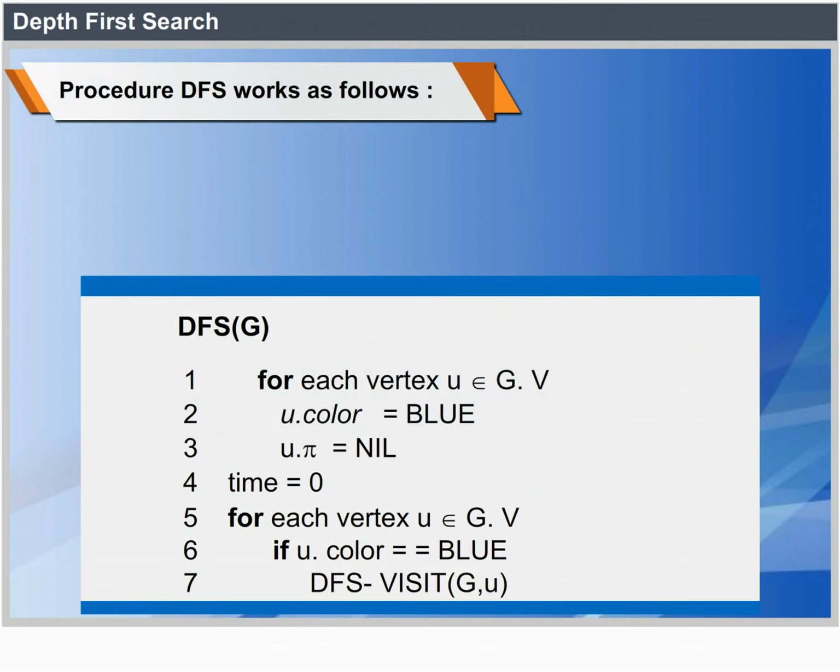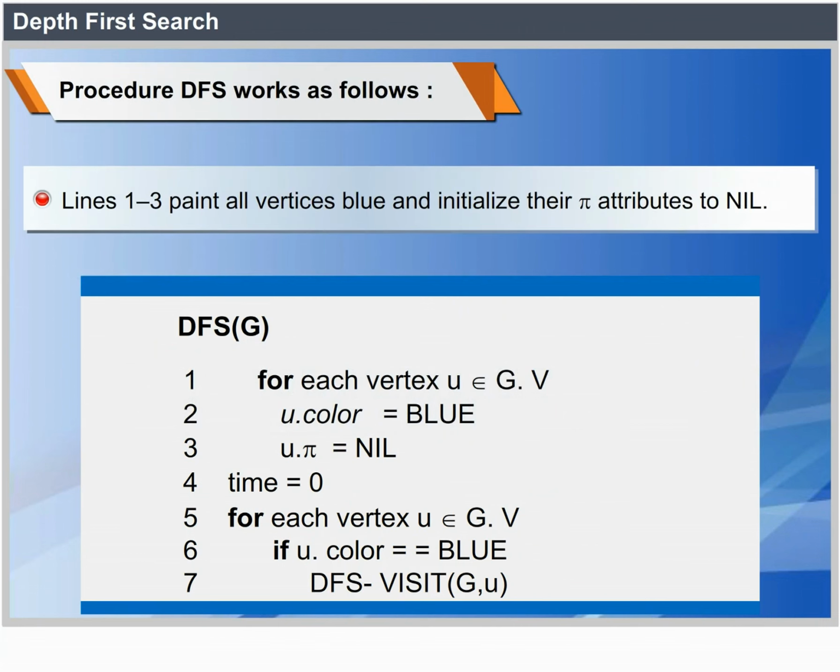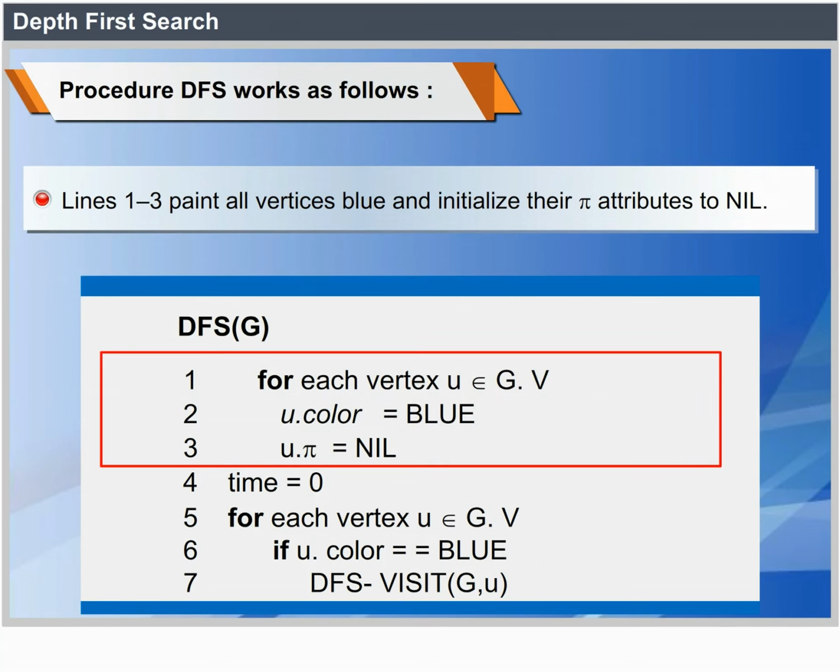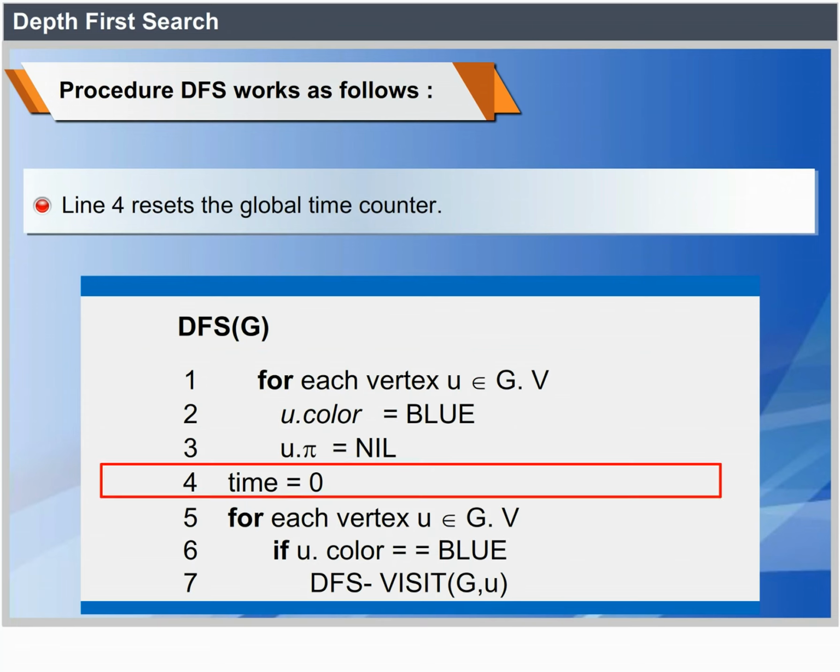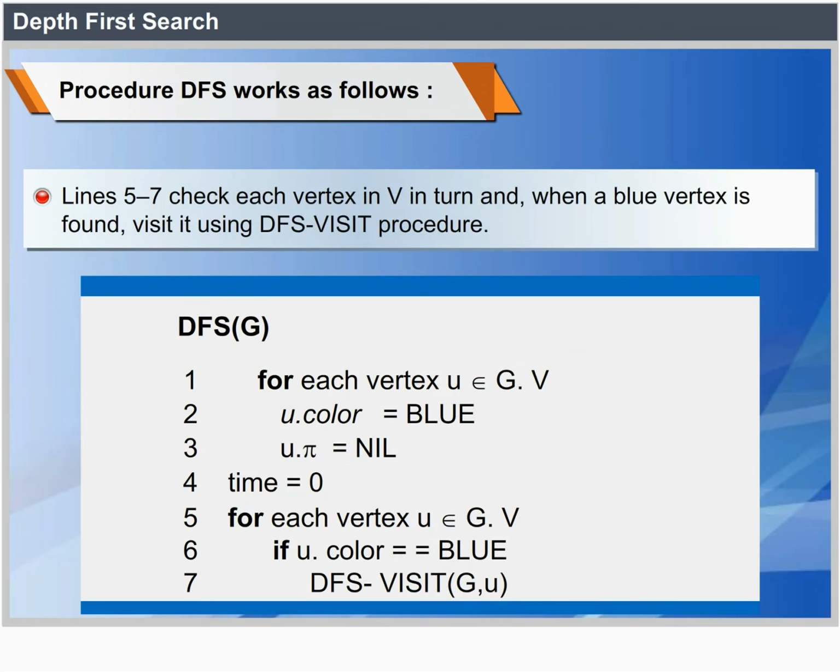Lines 1, 2, 3 paint all vertices blue and initialize their pi attributes to nil. Line 4 resets the global time counter. Lines 5 to 7 check each vertex in V in turn, and when a blue vertex is found, visit it using the DFS-VISIT procedure.